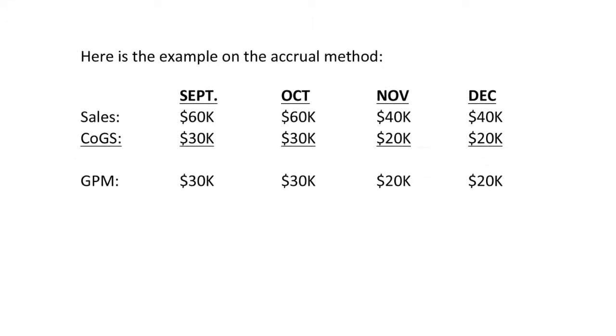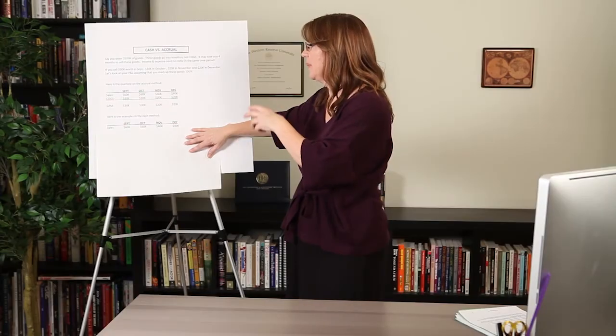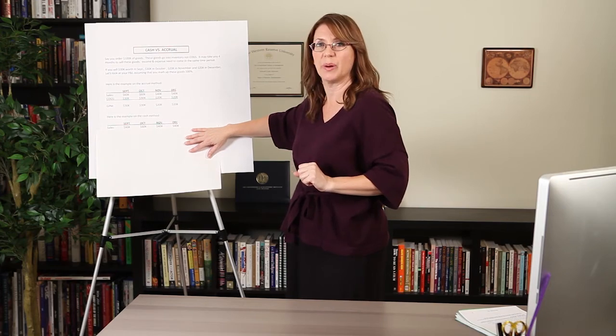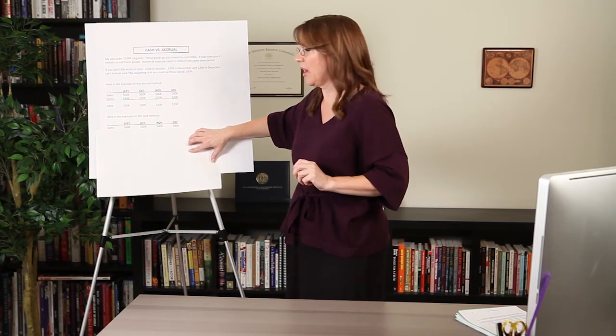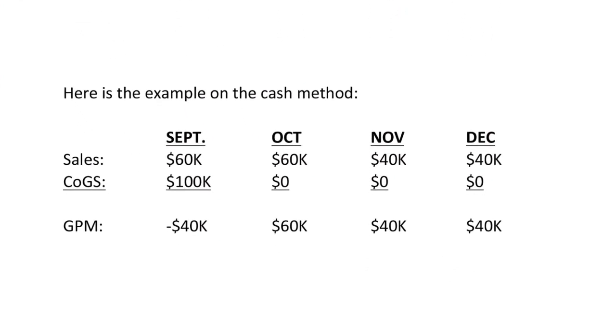On a cash basis, your sales are the same. Your sales were $60,000 in October and September and $40,000 in November and December. Let's take a look at the cost of your product. So let's look at the overall picture here. Because the $100K in cost of goods sold came up here, assuming you paid for it all in that month, and your sales were cash, you had a loss of $40,000 in September. Then you have a profit of $60,000 in October and a profit of $40,000 and $40,000 in November and December.